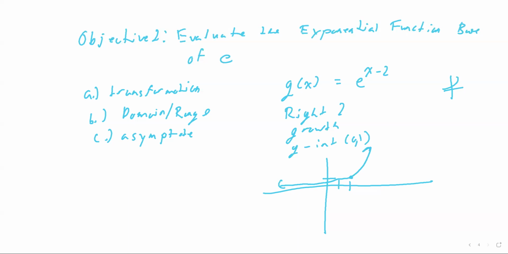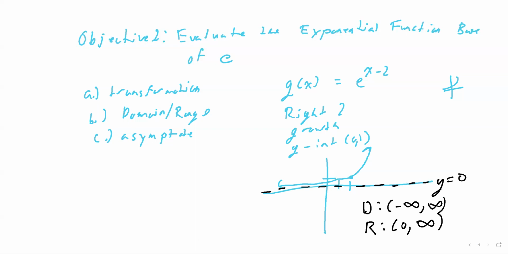So again, we see that asymptote right there at y equals 0. And then of course, what's the domain? Very good. What is the range? Perfect. Getting any harder? Good deal. All right, that's it for that objective. Let's move on to the next objective. Class seems like it's really flying today.